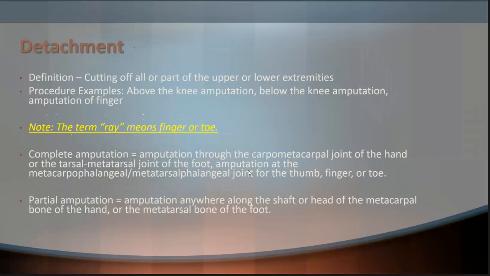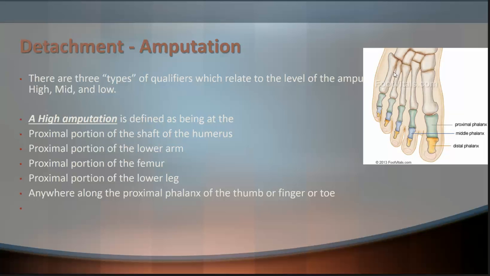Let's go back one slide. So again, we have different kinds of amputation. Complete means amputation through the carpal metacarpal joint of the hand or the tarsal metatarsal joint of the foot, or amputation at the metacarpal phalangeal or metatarsal phalangeal joint for the thumb, finger, or toe. So we're talking about, in this case, these toes. This is a toe. Okay, so you would cut right here for a complete toe removal.